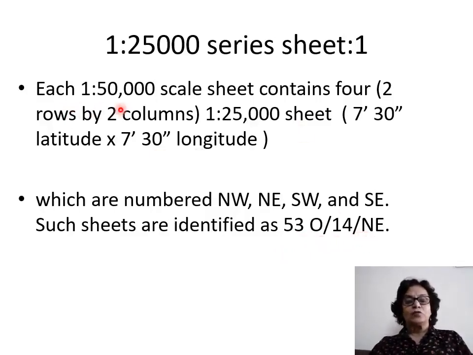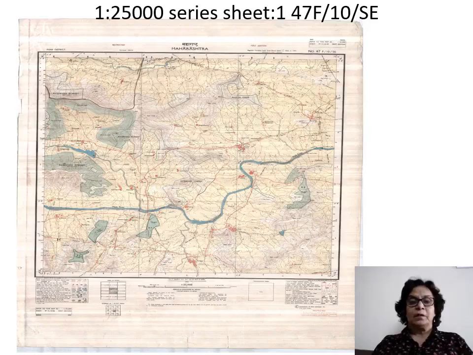So this 1:50,000 scale, when it is divided again into a larger scale, becomes the 1:25,000 series. Exactly half of that. So this is the 1:25,000 series maps which we have in the Department of Geography, Wadia College. So it is 47F/10/SE. This is the first type.